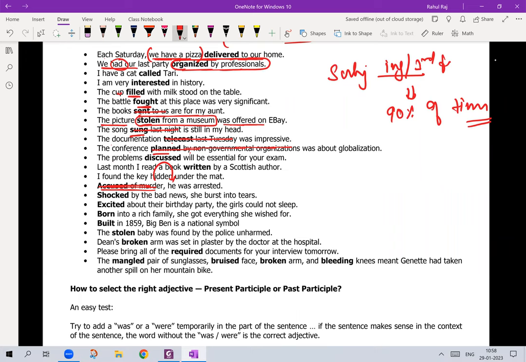So the definition of an adjective is simply to make a sentence much clearer in meaning, so that there is nothing left where you can ask a question. "Excited about their birthday party, the girls could not sleep." This is nothing but a modifier modifying "girls."